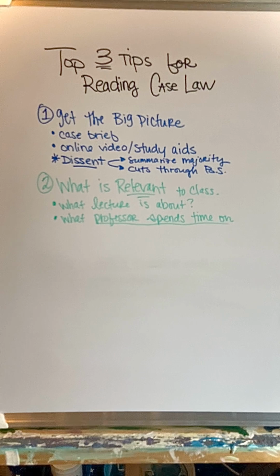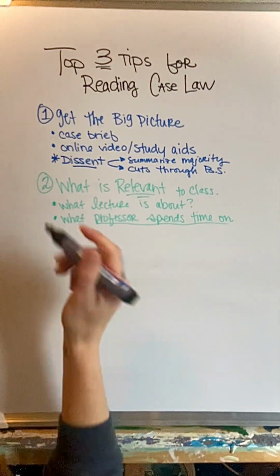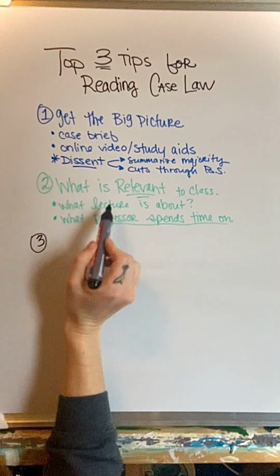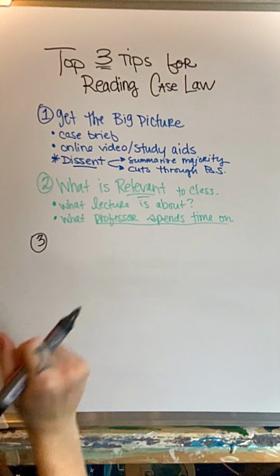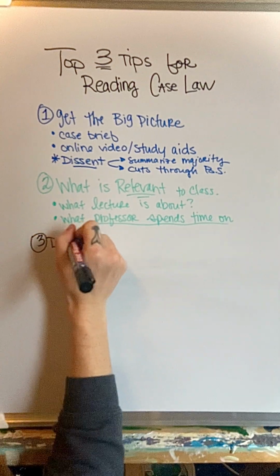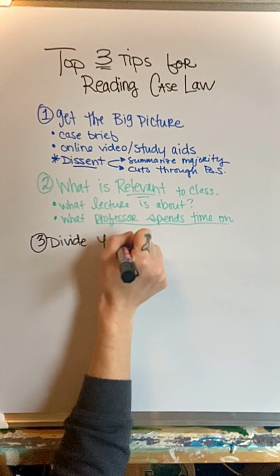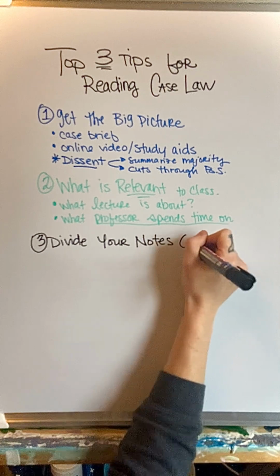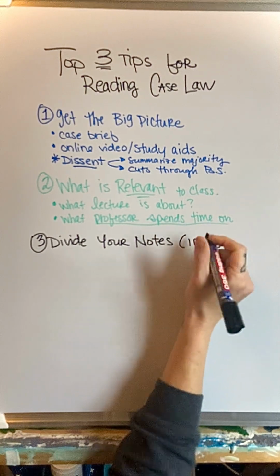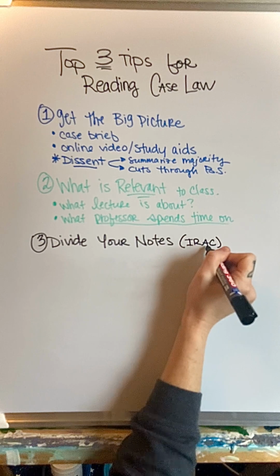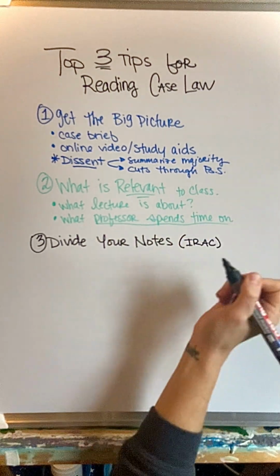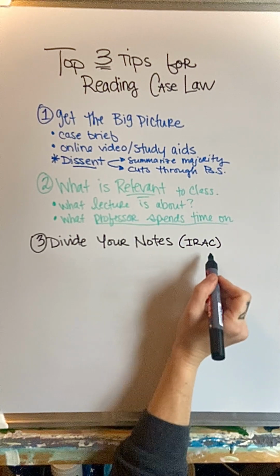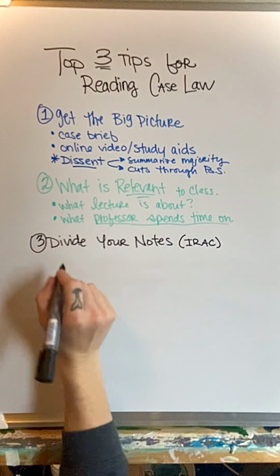So then the third thing I do, which is very helpful for achieving number 2 and being prepared for class, is how I divided my notes. So I'm sure you've all heard of IRAC, which is issue, rule, application, conclusion. And this is like a different way of thinking, but that's not always relevant to note-taking. And I mean that specifically because you're trying to understand the case.